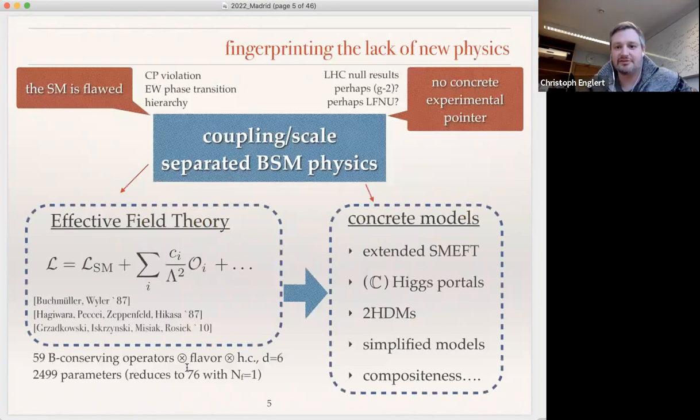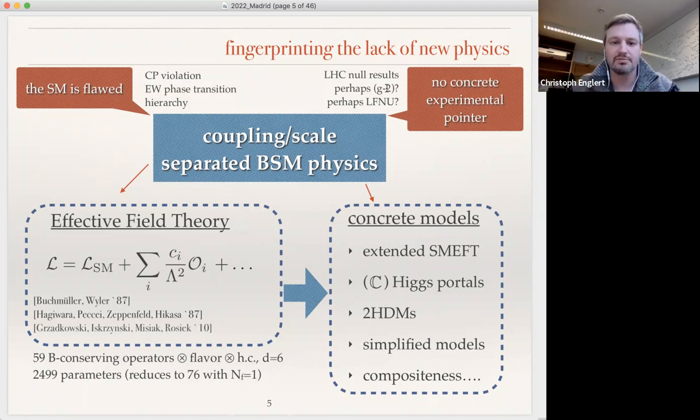So, fingerprinting the lack of new physics. This is pretty much where we stand with our understanding of the TeV scale. So we're really only at the beginning, because we have a range of LHC searches for exotics, but all of them really have results that are consistent with the standard model expectation. Perhaps G-2 is a particular point of reference for new physics, lepton flavor universality, and the tension with lepton flavor universality in flavor physics data is perhaps another pointer. But none of these things is really a concrete experimental pointer towards whatever new theory one could think of.